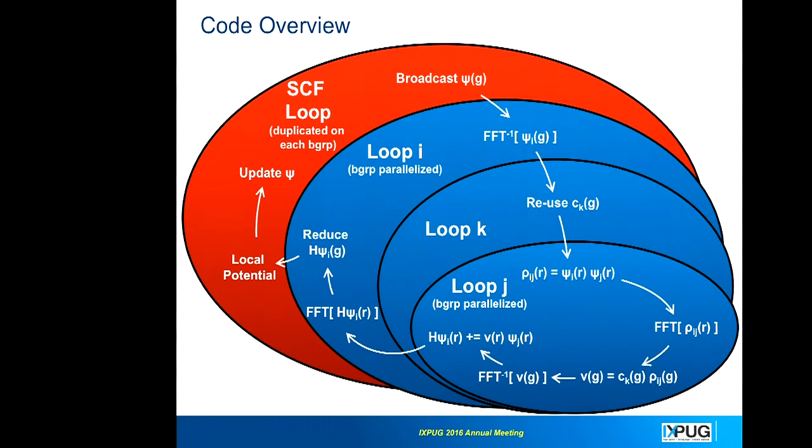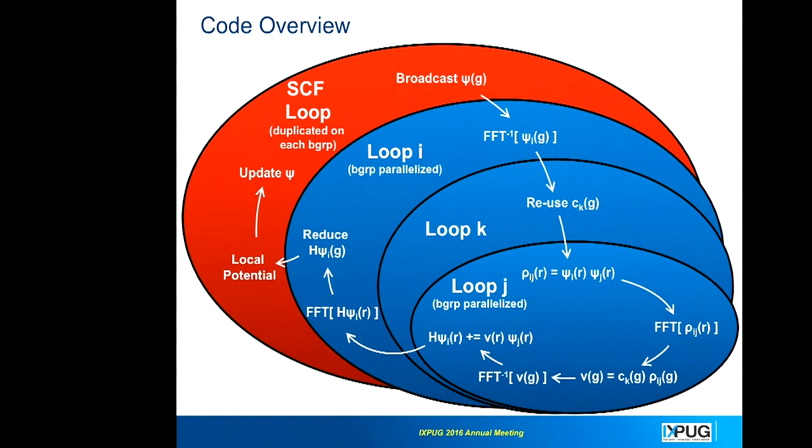Now, looking back at the code again, there's still this rather unfortunate issue that everything outside of exact exchange is still done in serial. In other words, let's say you've got 100 nodes with one band group per node. That means that every single node is individually responsible for doing the entirety of the local part of the calculation. So every single node is independently calculating the local parts of the potential. It's individually doing a diagonalization, updating psi, and so on and so forth.